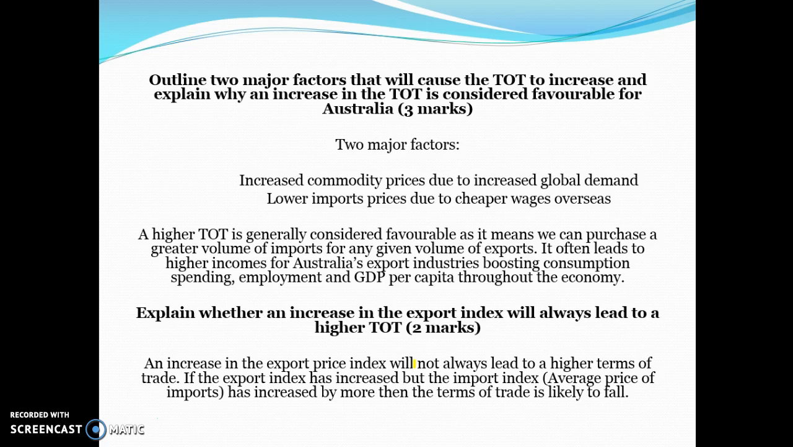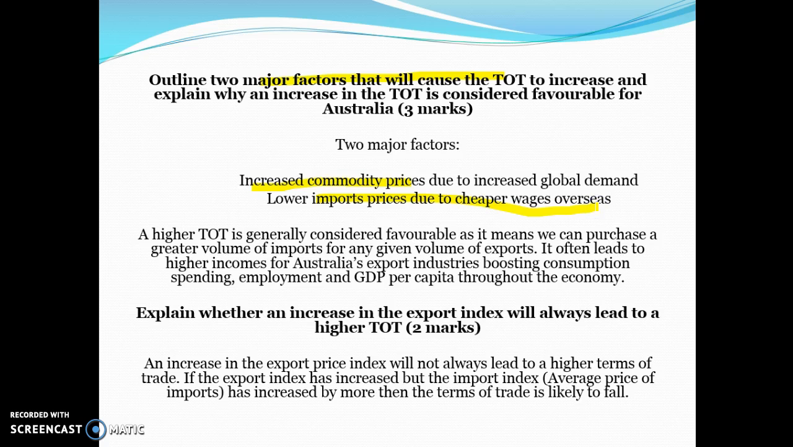Alright, just a couple of questions I just want to go through just to end this video. So, question 1, outline 2 major factors that will cause the terms of trade to increase, and explain why higher terms of trade is considered favourable. So 2 factors you could talk about is increased commodity prices or lower import prices due to cheaper wages.